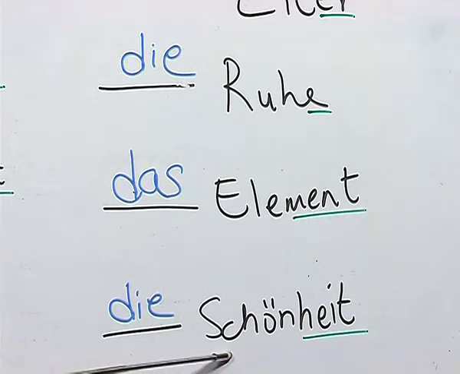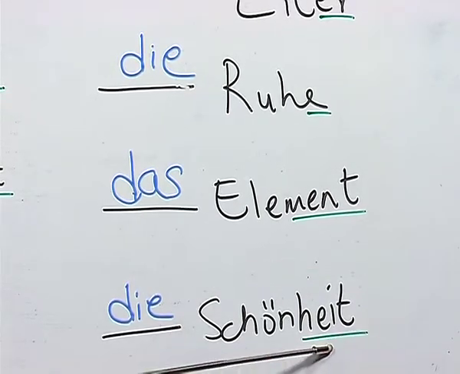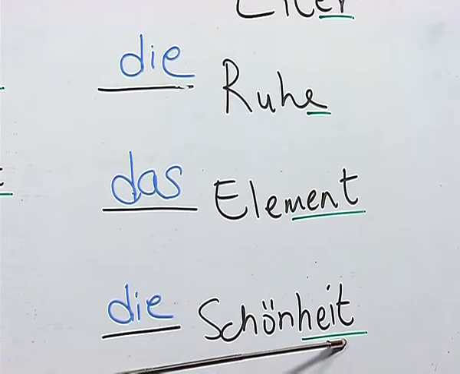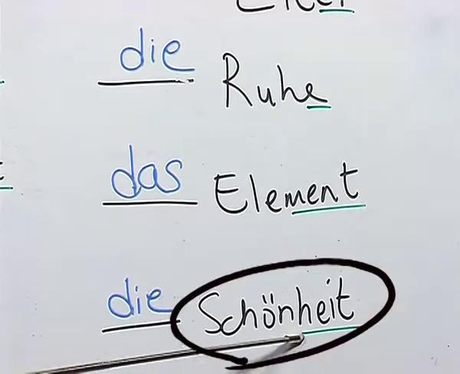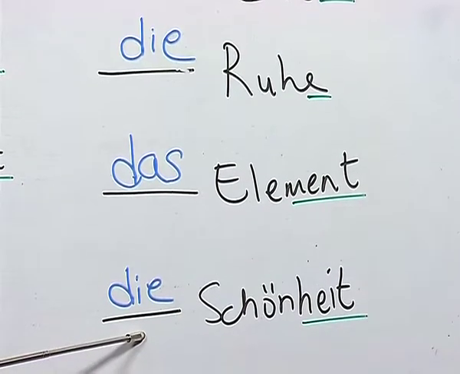Now, here we have the last word Schönheit, which means beauty. As you know, the ending -heit makes it into the feminine gender category. So, this noun carries the article die. So, the answer is also right.